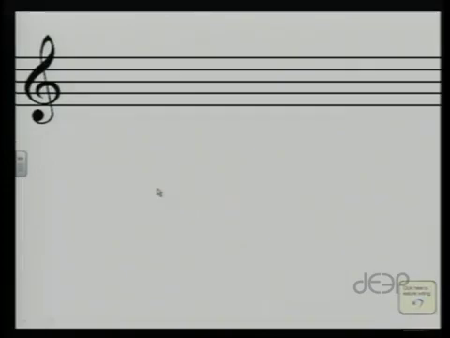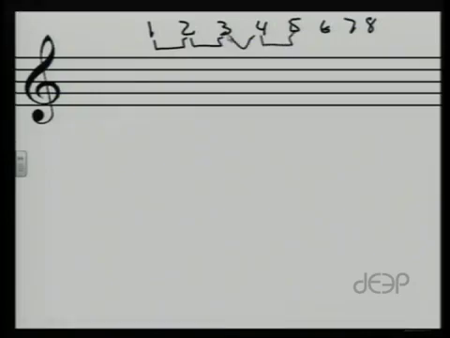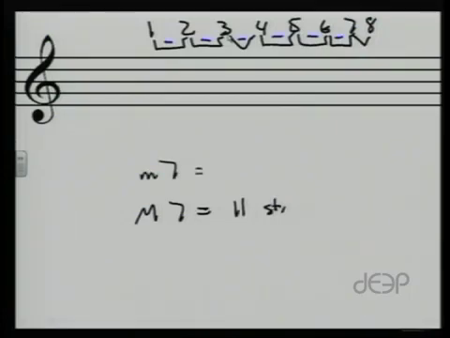And again, we'll get our major scale up here. 1, 2, 3, 4, 5, 6, 7, 8. Whole, half. And now a seventh would be 2 + 2 + 1 = 5 + 2 = 7 + 2 = 9 + 2 = 11. So a major seventh equals 11 semitones. A minor seventh, everyone should be getting this by now, 10 semitones. A diminished seventh should be 9 semitones. And an augmented seventh is 12 semitones. Hopefully that's all really making sense to you at this point.